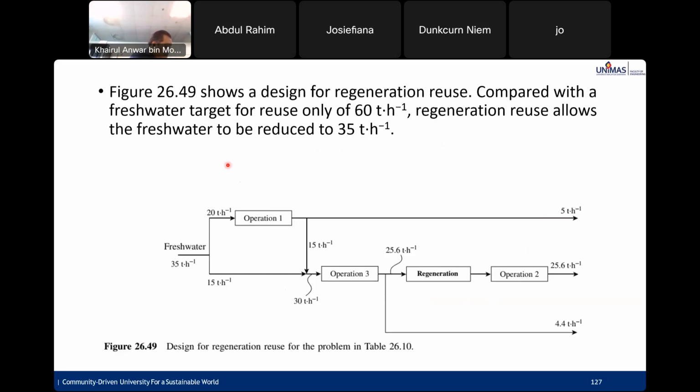The design for regeneration reuse for the problem in figure 26.10 is this one. So fresh water goes to operation 1 and operation 3. Only 35 ton per hour is required. You still remember for reuse only, you require 60 ton per hour of fresh water.